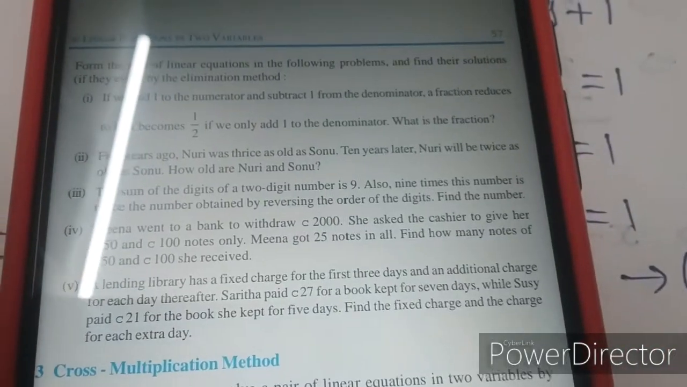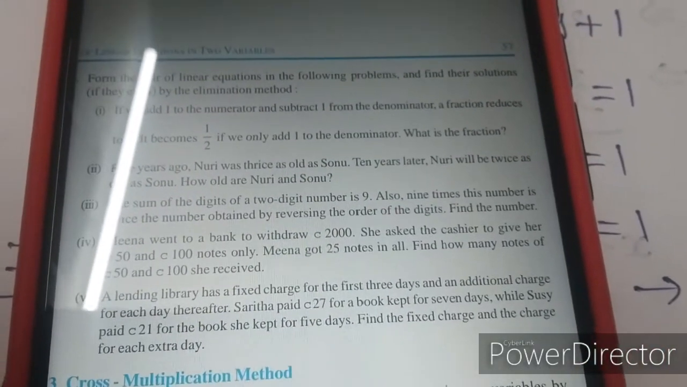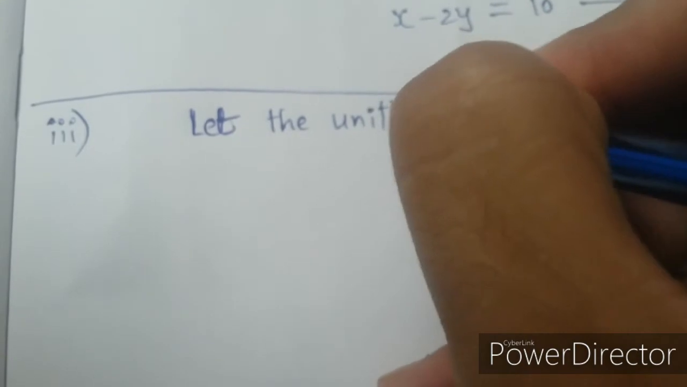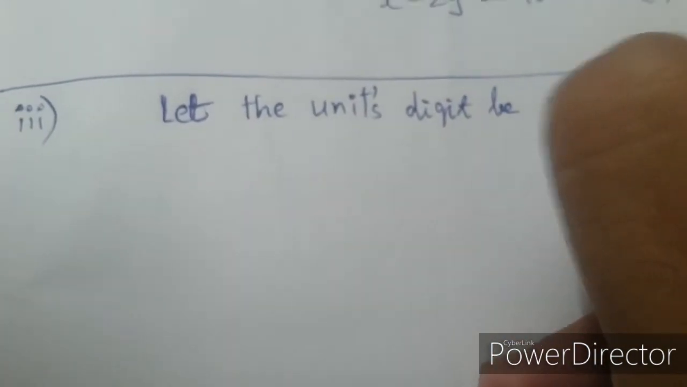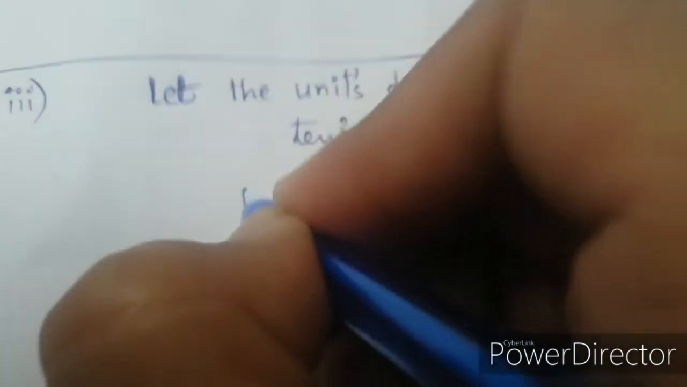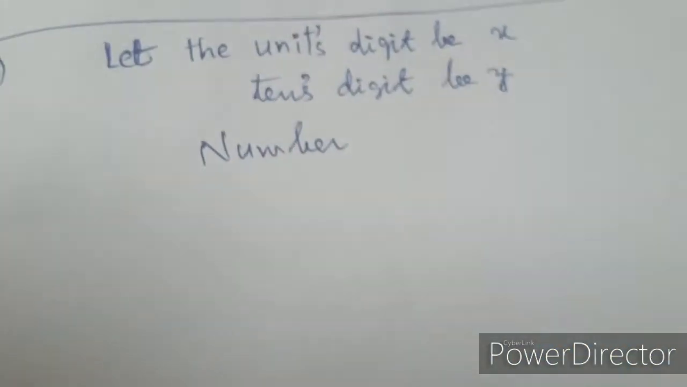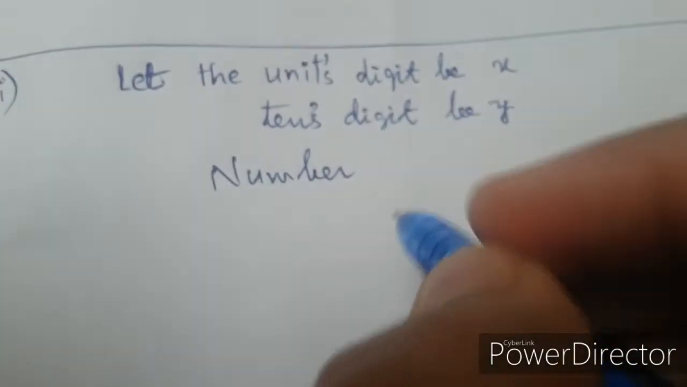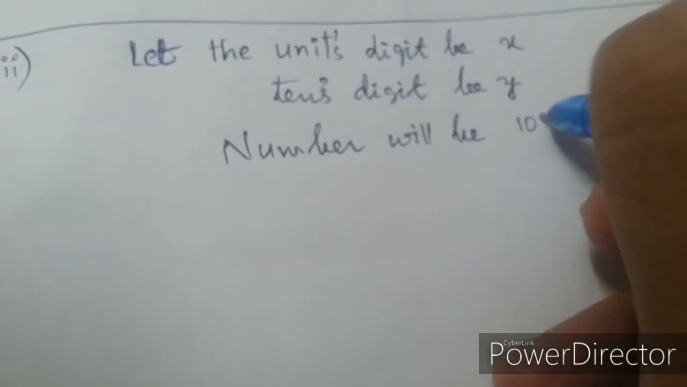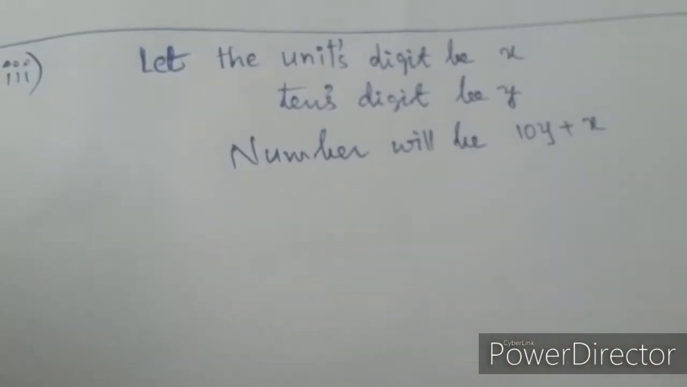First of all, the number is a two-digit number and sum of the digits of the number is 9. Here it is mentioned like that. We shall write: let the units digit be x, tens digit be y. In a given two-digit number, units digit is x and tens digit is y. So the number will be 10 into tens digit plus 1 into units digit.